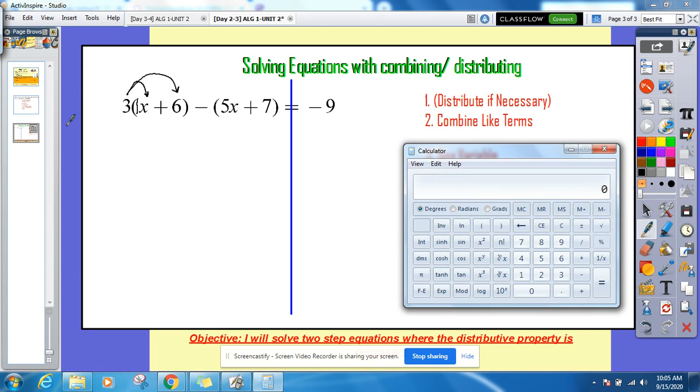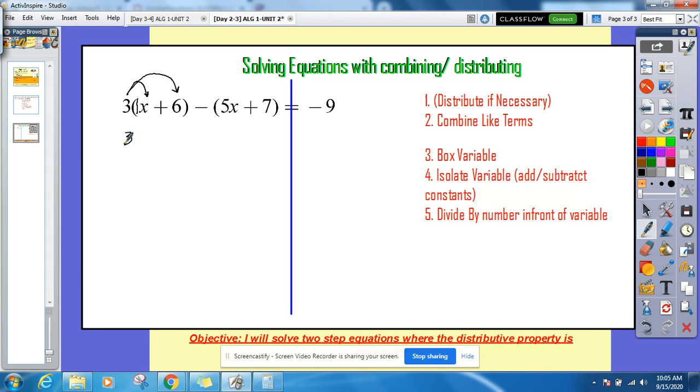So I'm going to get my calculator. 3 times 1 is 3. 3 times 6 is 18. So I have 3x plus 18. Again, we have to distribute, and since there's no number here in front of the parentheses, I'm just going to put a 1, so that's a negative 1. So negative 1 times 5 and negative 1 times 7.